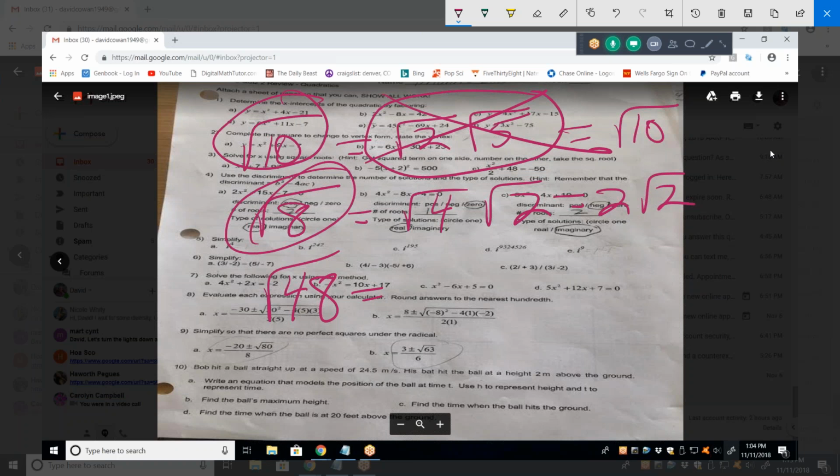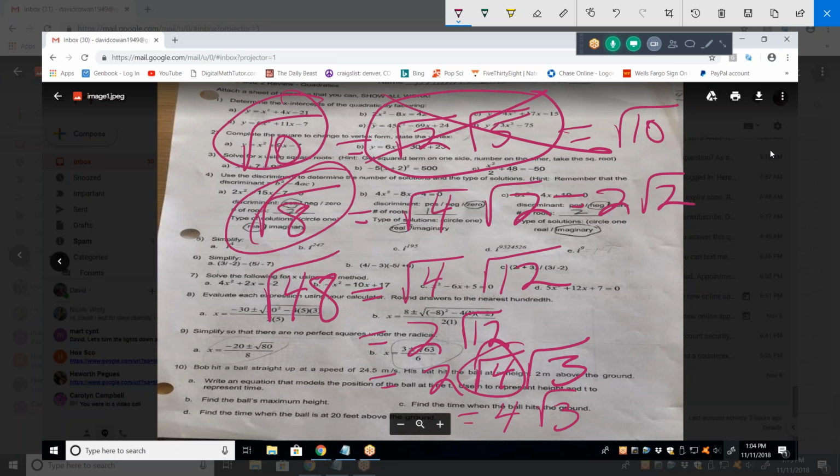Check it for divisibility by your perfect square numbers. Okay, let's try 4. What's the other one? Okay, so that's 2 root 12. But what is root 12? Now you have another 2. So the whole thing is equal to 4 root 3, correct?